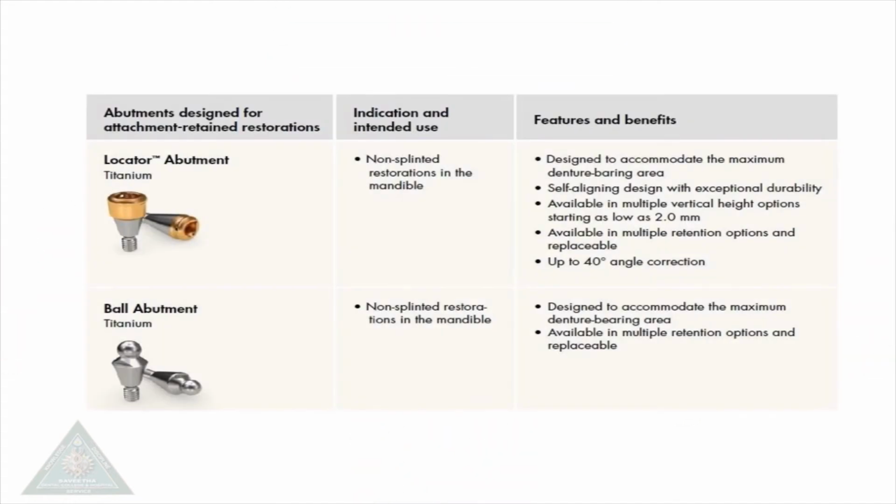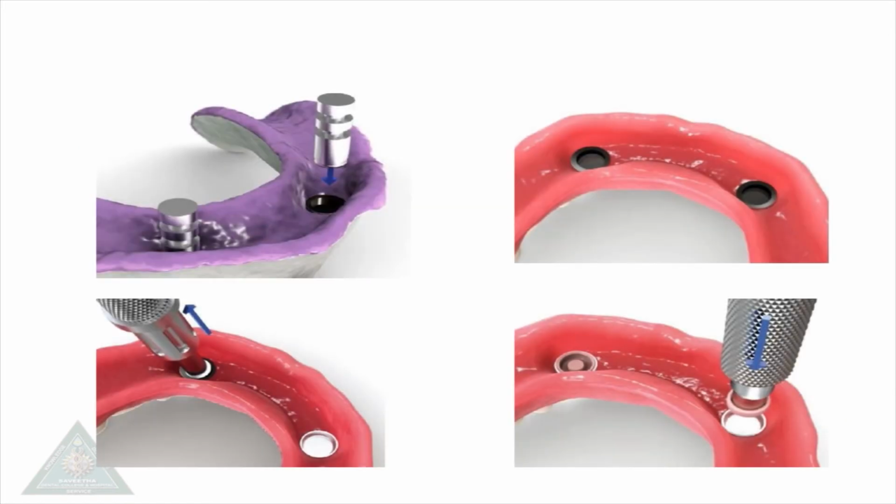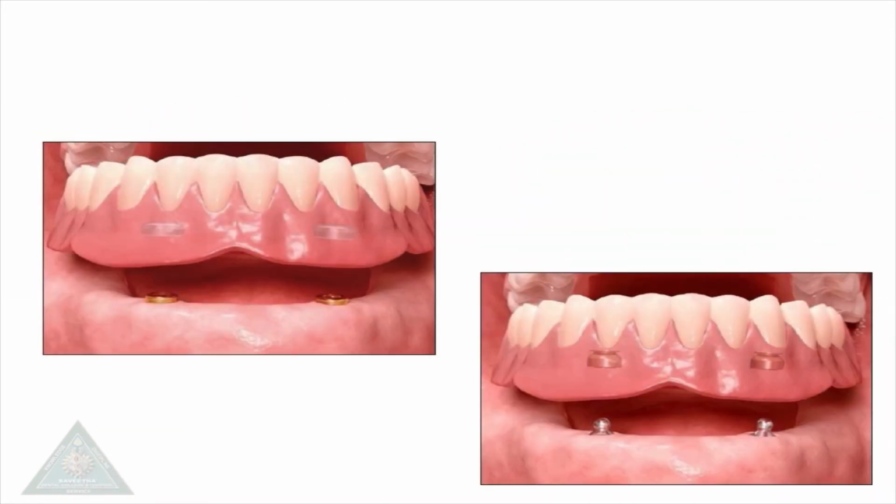And these abutments can be divided into locator abutment and the ball abutment. Usually locator abutments are used when the implant is angulated. So up to 40-degree angle corrections can be done. Whereas the ball abutment, it's designed to accommodate the maximum denture bearing area and it's available in multiple retention options and it can be replaceable. This is the example for a locator abutment and this is the example for a ball abutment.